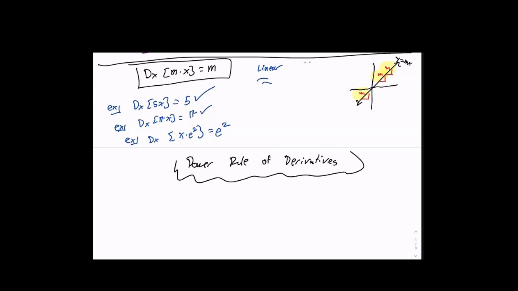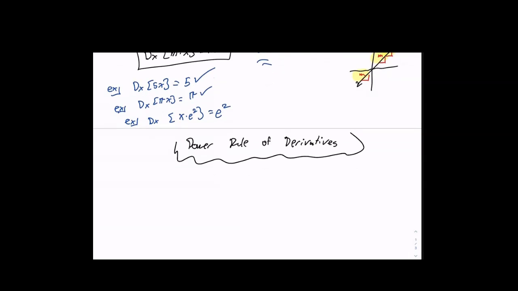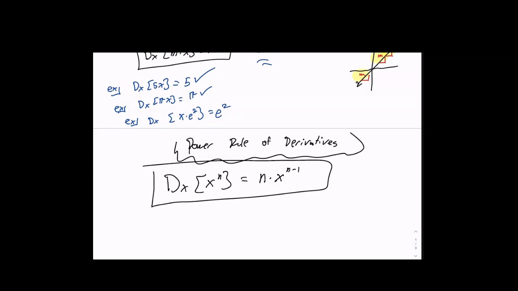And the power rule of derivatives is this, and this is a rule that you need to memorize and should be no question going forward in this class. The derivative of any function x to the n is n times x to the n minus 1. That's it. That's the whole power rule.